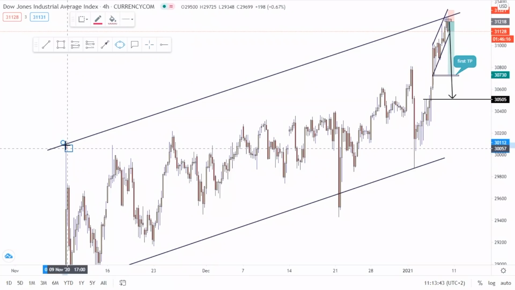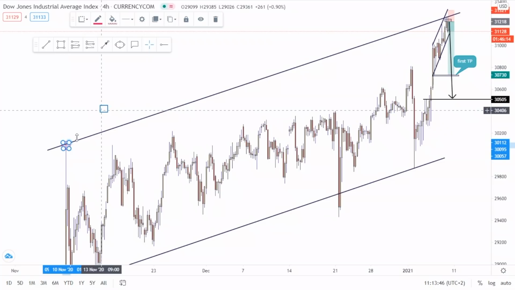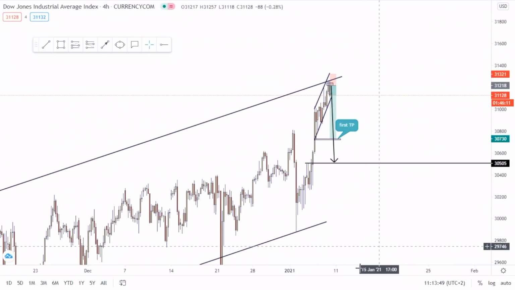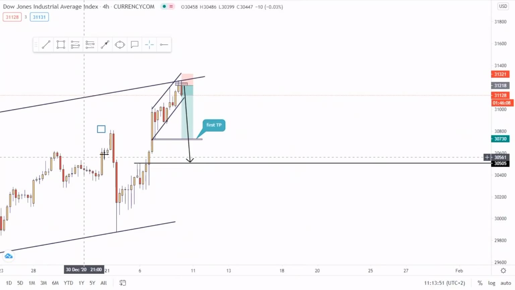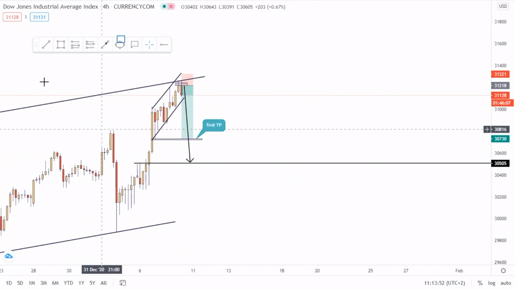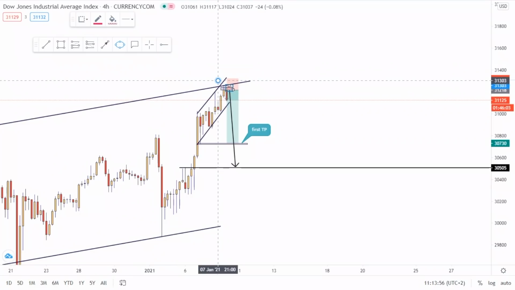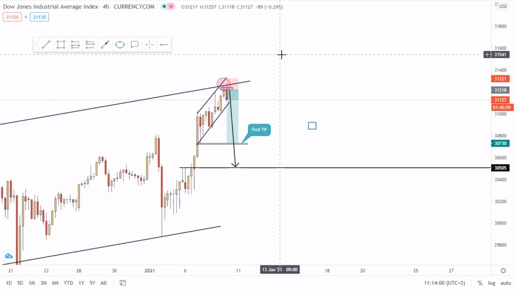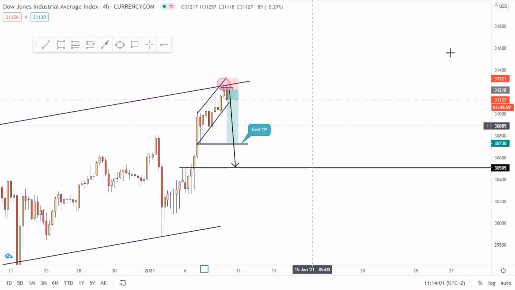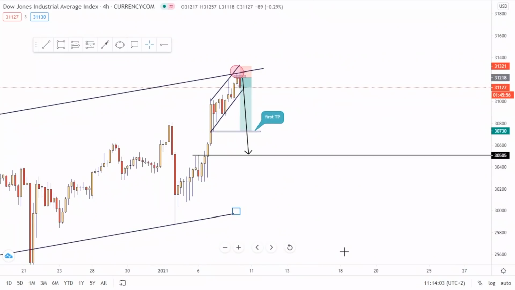We have an uptrend, and here we have a first touch. Let's go up, and here we actually have the second and third touch. They are both in one place. So it's the 4-hour time frame. That's what I was looking at.